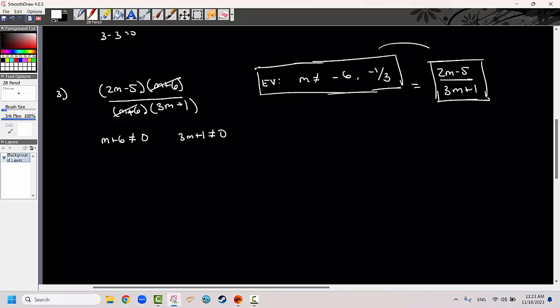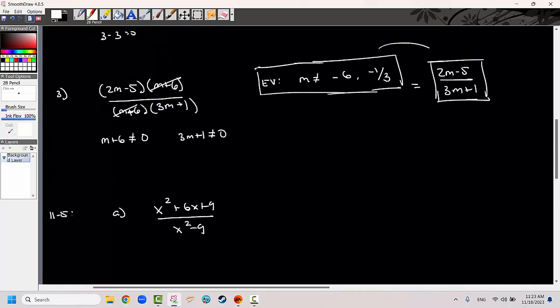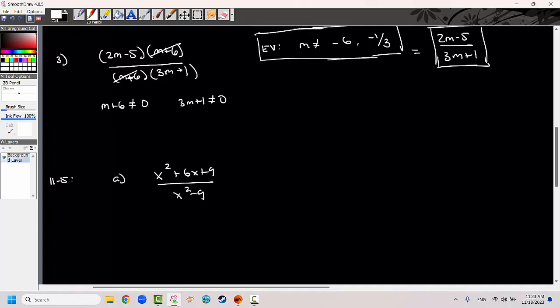Okay, so let's go ahead and take a look at another example here. All right, so in your textbooks, this is number 11-5. If you look at A, it gives you x squared plus 6x plus 9 over x squared minus 9. And they're asking us to simplify this fraction. Well, from here, the first thing I'm going to do, it's not like the previous example, right? Like the previous example was already factored for us. We're going to be in charge of factoring that.